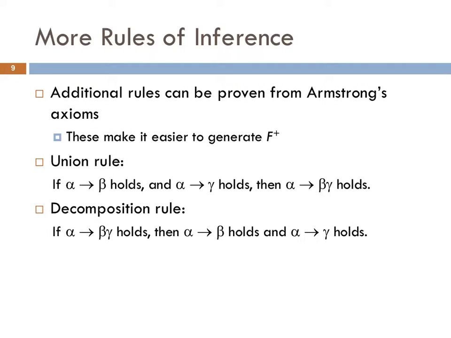Okay, so that's no biggie. Decomposition rule: if alpha functionally determines beta gamma, then alpha functionally determines beta, and alpha functionally determines gamma as well. Okay, so that's nice and easy.